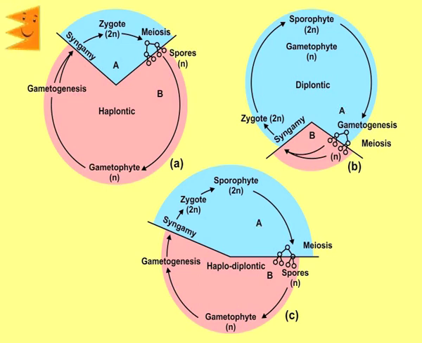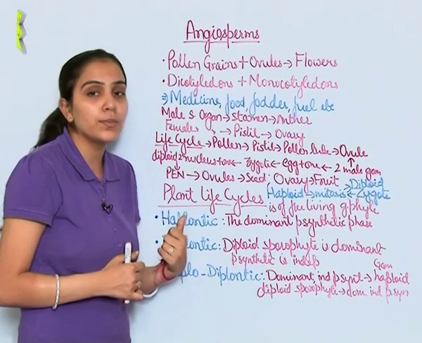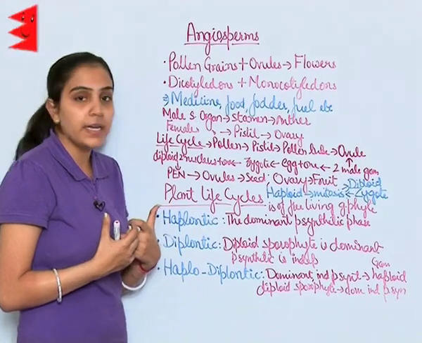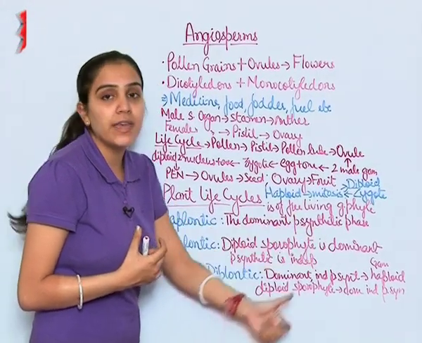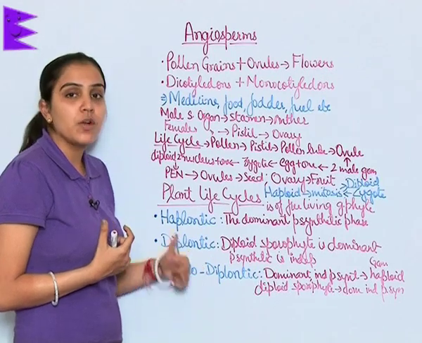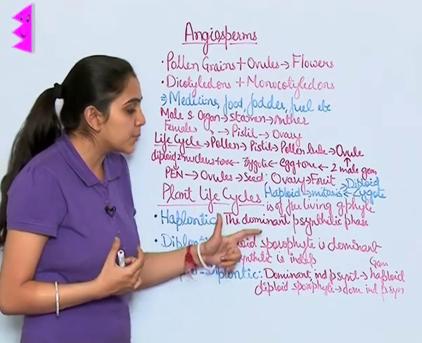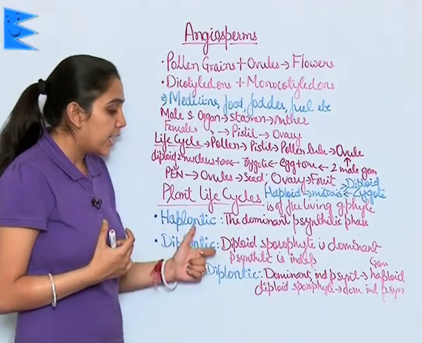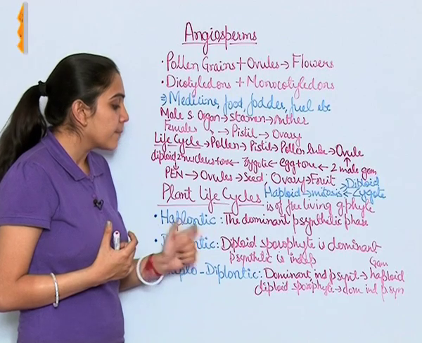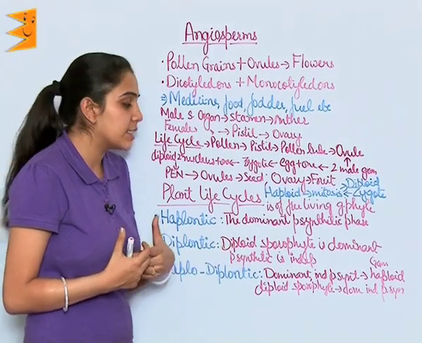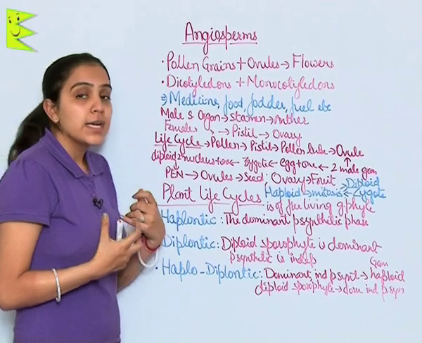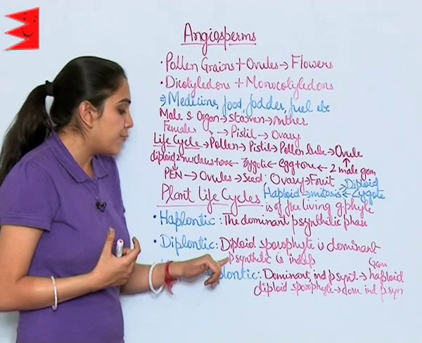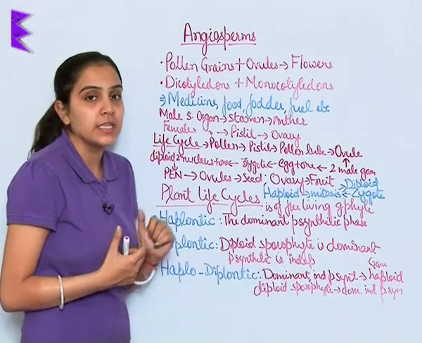In haplontic life cycle, the dominant photosynthetic phase is represented by free living gametophyte. In case of diplontic, diploid sporophyte is dominant and is represented by photosynthetic phase, which is independent.